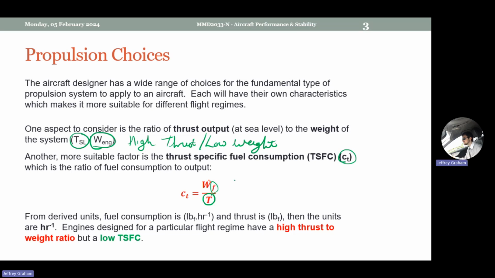All right, unit wise, just to make sure you're happy with this, I'll take this in metric just to make it a bit easier to see. The weight flow rate is how much weight of fuel passes a point every second, newtons per second. On the bottom, we've got thrust, and that means we're dividing the weight flow rate by the thrust, which is then also measured in newtons.